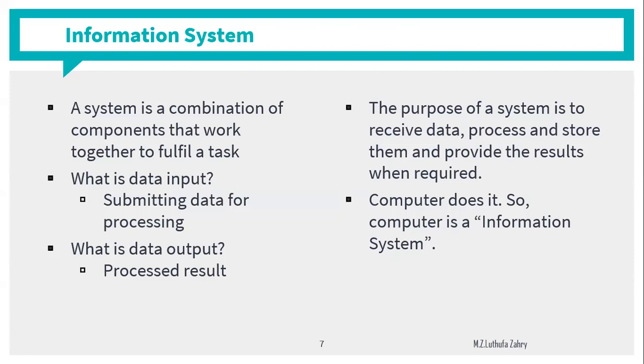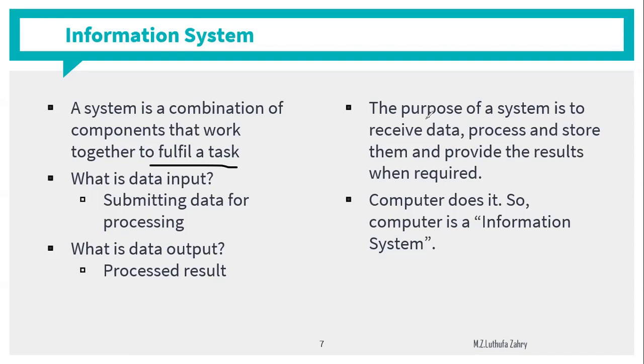Okay. So a system is a combination of components. To fulfill a task, you will have components that work together, and that is going to be a system. So a computer is called a system because it acts like a combination of components that work together to perform a task.